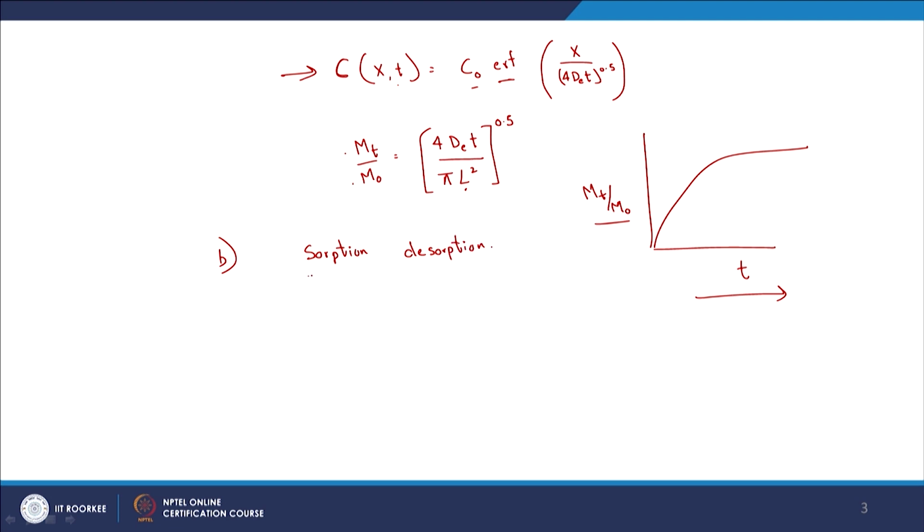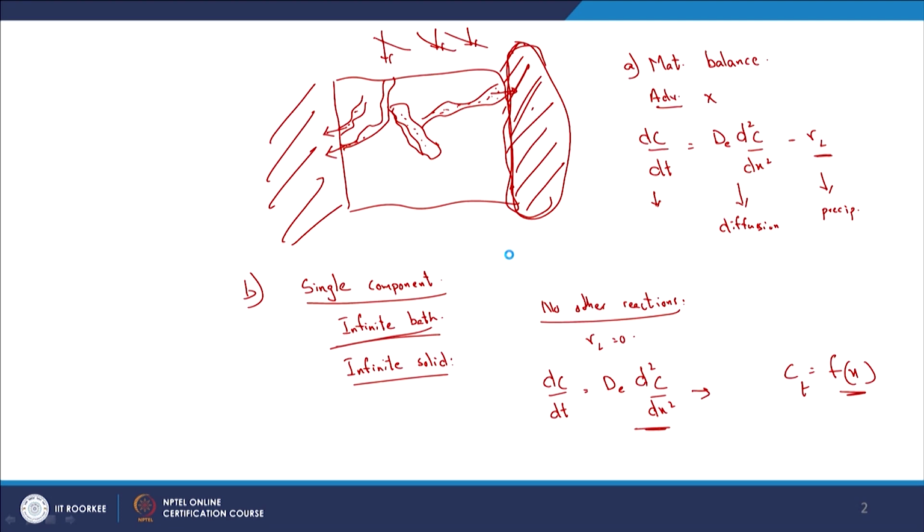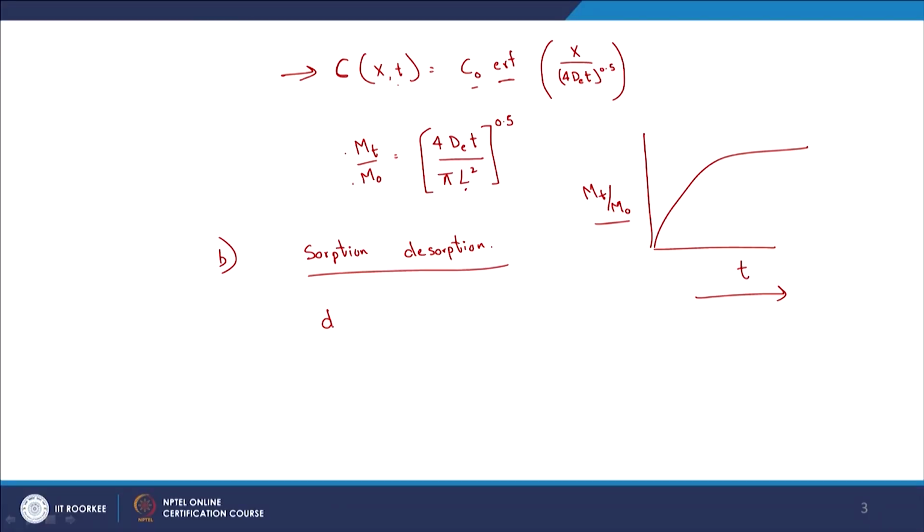For example, in the earlier case, we assumed that no other reactions were occurring, so there was no adsorption, desorption, or precipitation and so on. So, we are not going to look at the case where we have precipitation, or the compound being removed from the water in the pore space by being precipitated out, but we are going to look at, let us say, adsorption or desorption and the relevant effects. And this is something we did look at earlier, but let us just write that down.